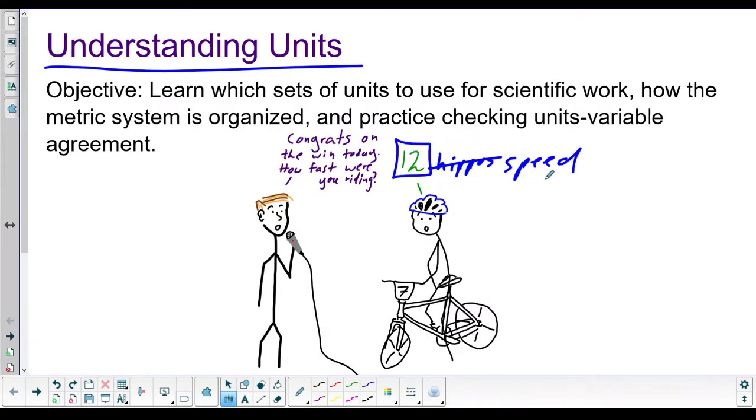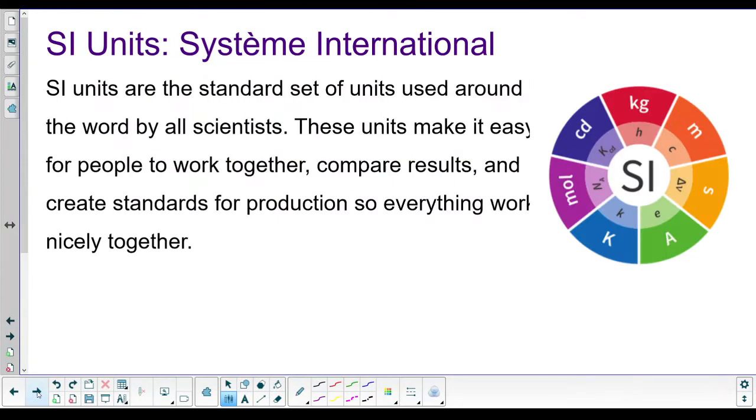Units are how we label the measurements that we take about the real world around us. So it's important that we understand how those things work. Otherwise, you're going to sound kind of weird, right? How fast were you going? 12. So let's talk about some units.